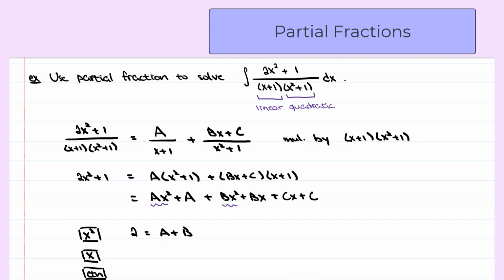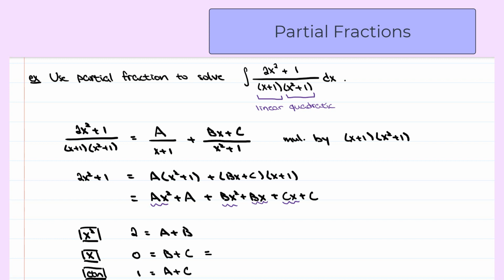And for x, on the left-hand side, we don't have any x term. So the left-hand side is 0. And on the right-hand side, we have bx plus cx. So the right-hand side is b plus c. And for the constant, on the left-hand side, we have 1. And on the right-hand side, we have a plus c.